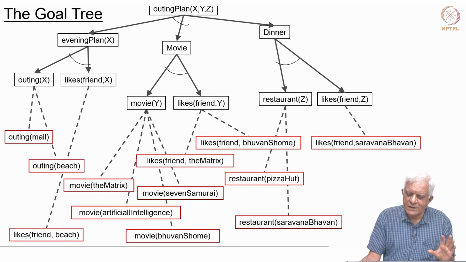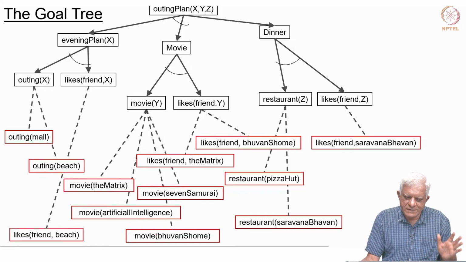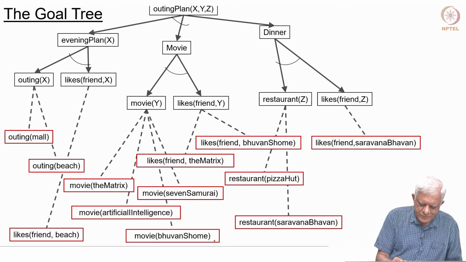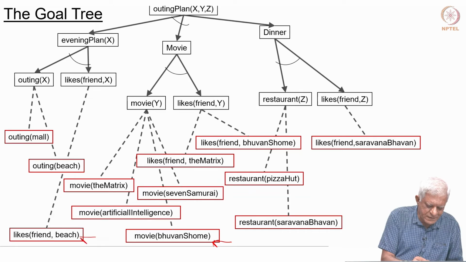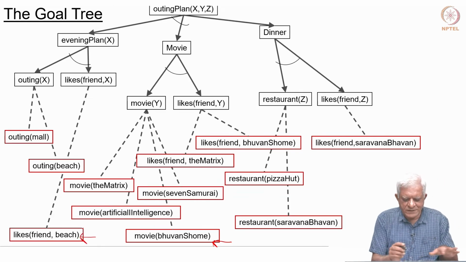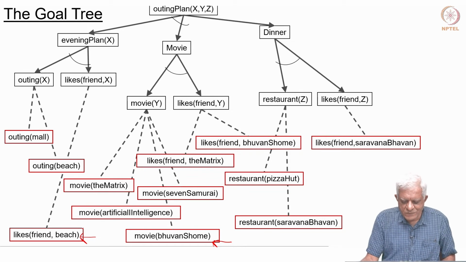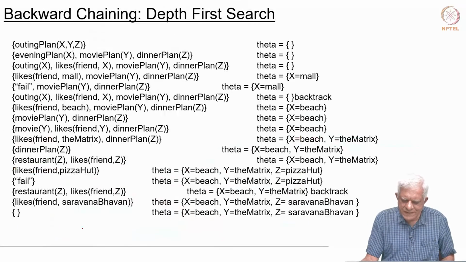And as we just discussed, backward chaining or Prolog will construct an AND-OR tree, which is also called a goal tree, which is the same piece of data that I gave you in the form of a Prolog program, shown here as a tree essentially. The stuff in red is the facts that you know, for example, that Bhuvan Shom is a movie, that your friend likes going to the beach, and all these facts which are there in red, and the other things are parts of rules essentially.